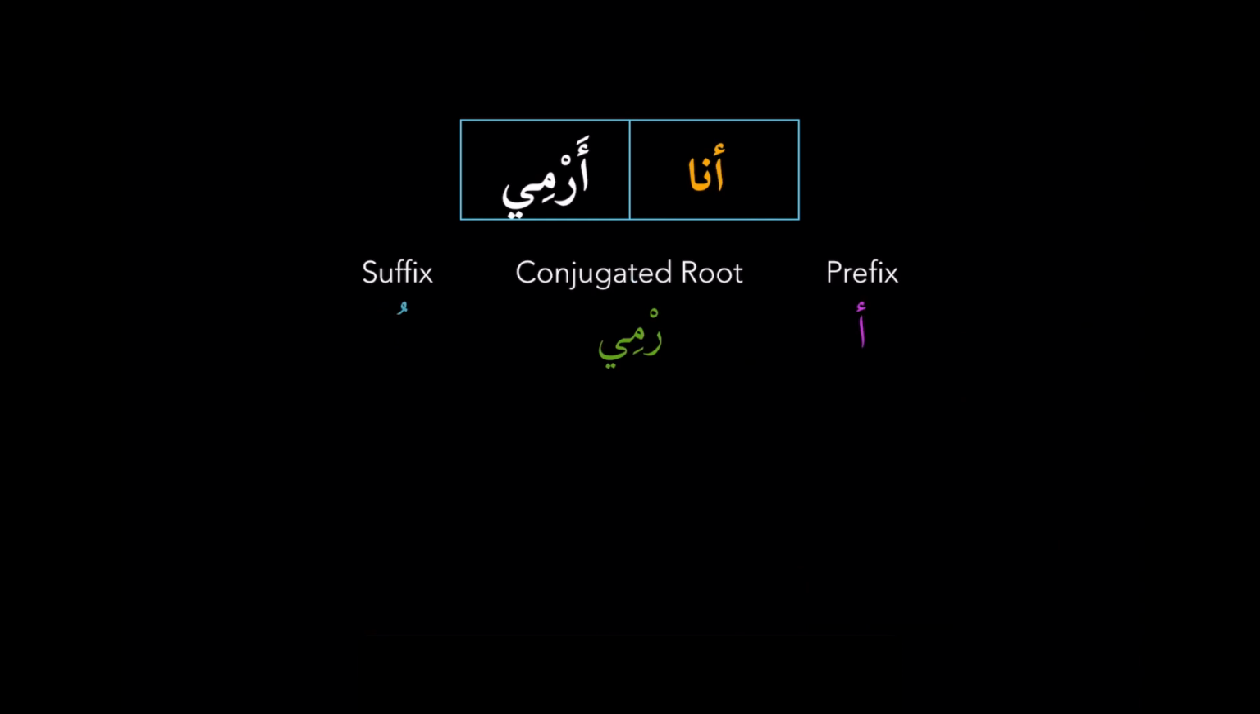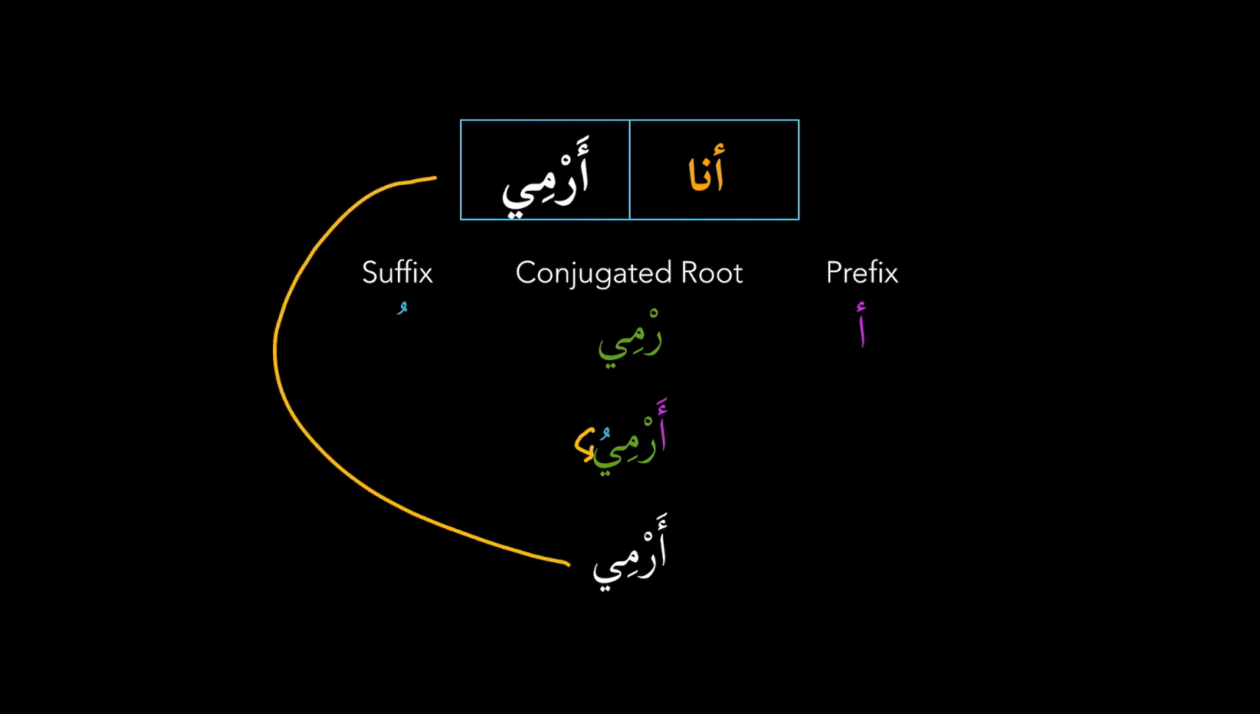Here we have ana armi. If we break it down and put those components together, we should have ended up with something like ana armiyu. Armiyu, we have a short vowel on a long vowel, which is not allowed in Arabic, and so the dhamma gets absorbed into the ya, and we end up with ana armi. The same logic applies to the other conjugations with the dhamma as the suffix.